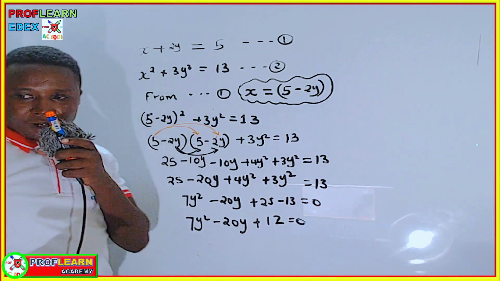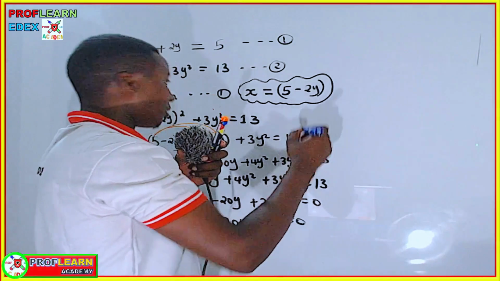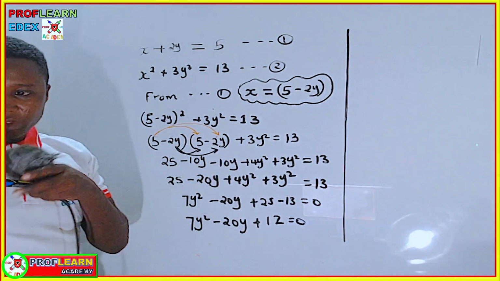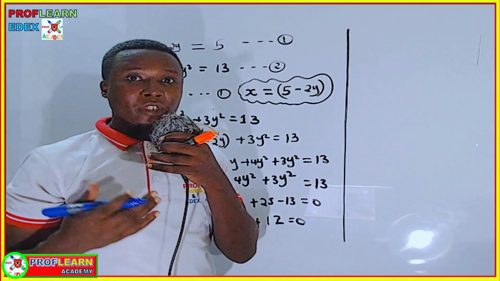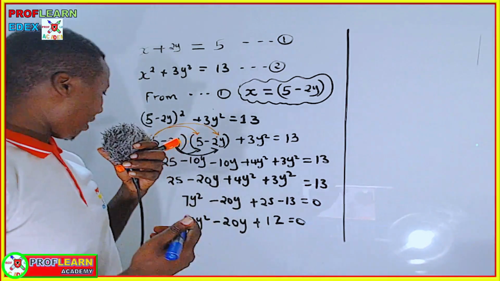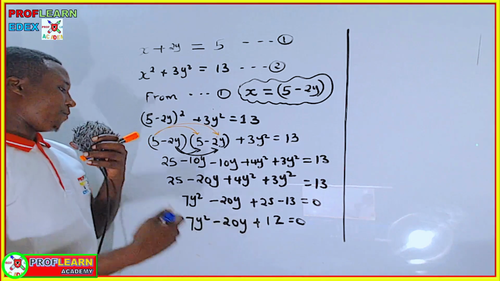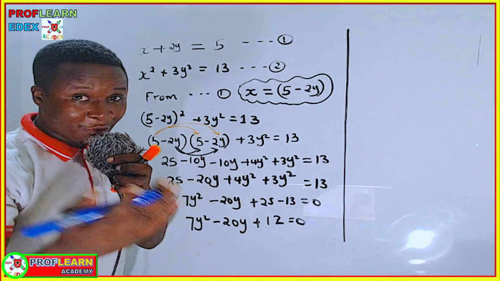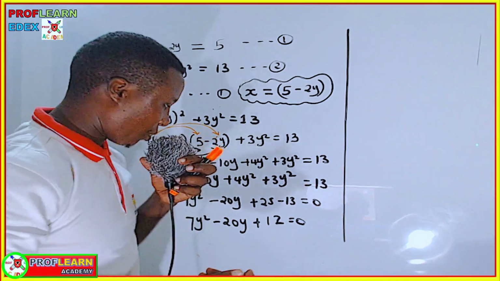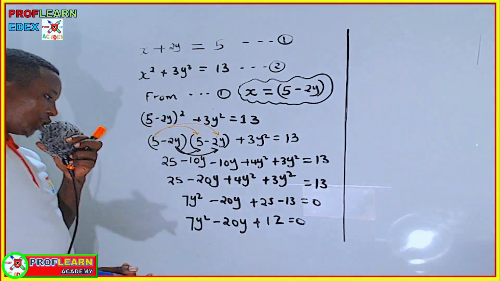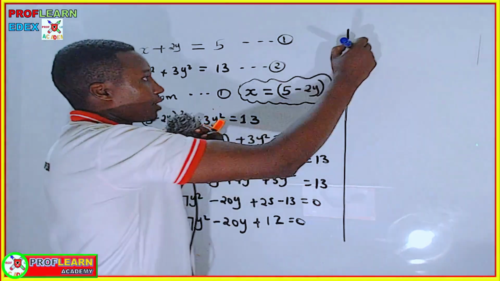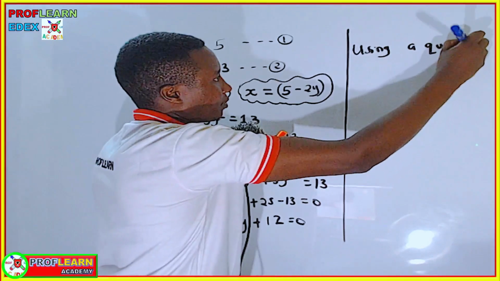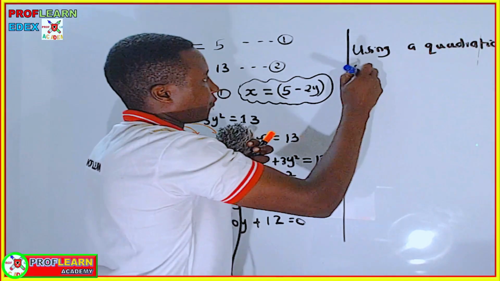So we end up having a quadratic equation. Once you have that quadratic equation, you have different options to solve it. You can use the quadratic formula. You can use the completing the square method, I know you are comfortable with it. You can even use factorization. So let us use the quadratic formula.